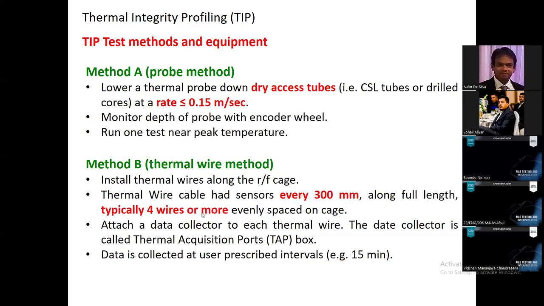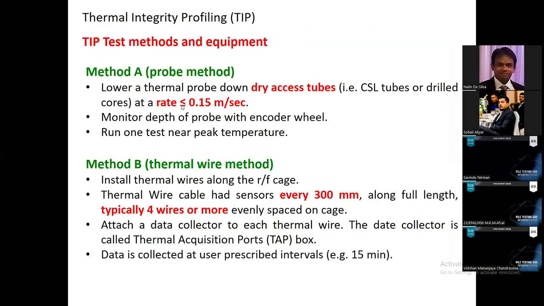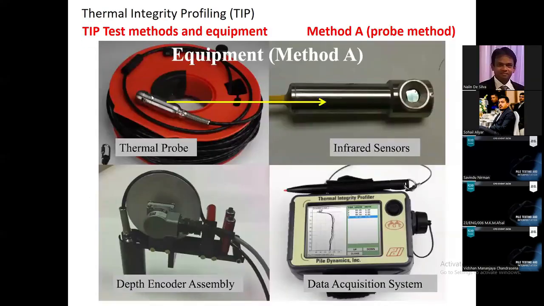Then these wires are connected to a data acquisition port, known as the tap box. This tap box can be removed after the test and reused, but the wires cannot. Wires are permanently embedded. Okay. So this is the probe method, method A. And this is the probe. You can lower the probe along the access tube, and there is an infrared sensor detecting the temperature, right? And you can measure the depth also.